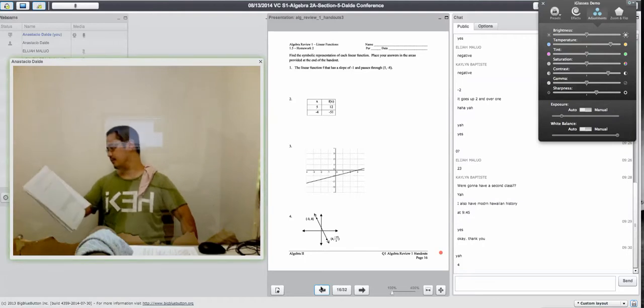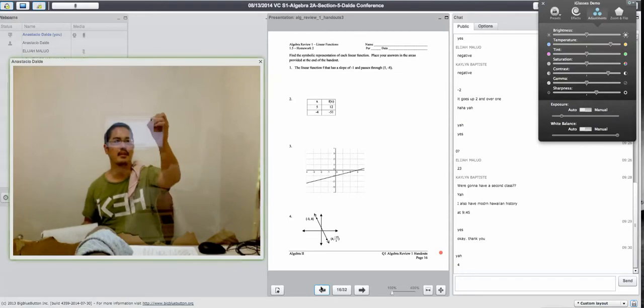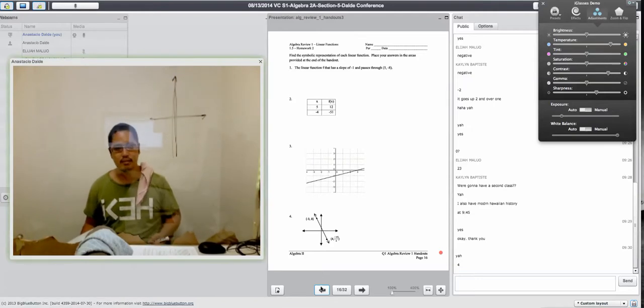Okay? Let's see. Find the symbolic representation of each function. Place your answers in the areas provided. Okay, good. Fine. Choose the hardest one for Mr. Dalday to do. I guess that's pretty smart, right? If I told you I'm going to do one problem, you're going to choose the hardest one.